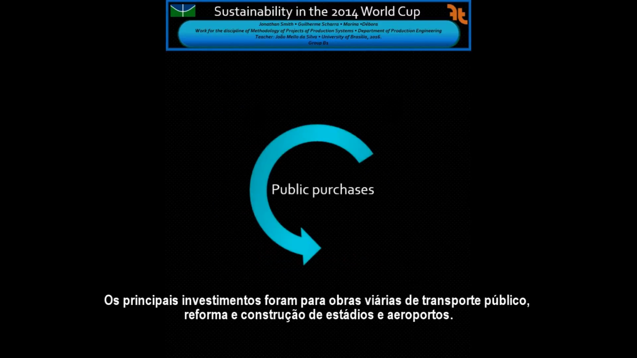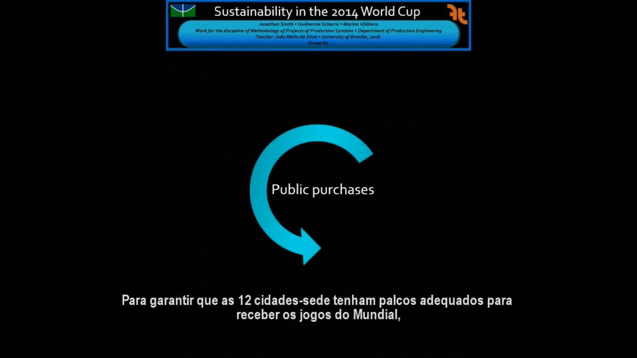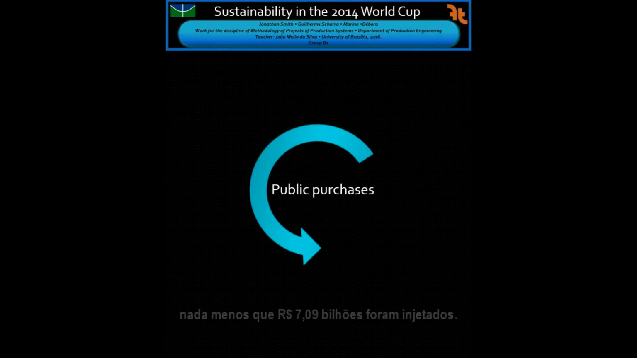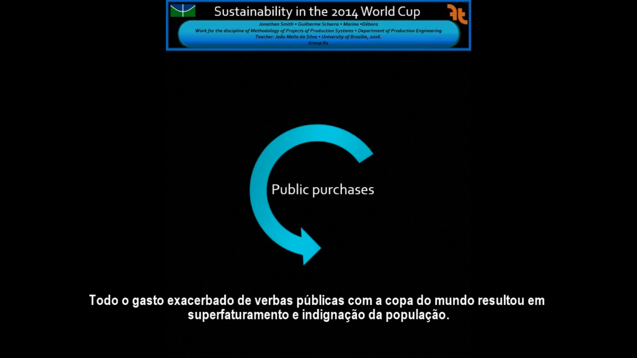The main investments were destined to construction related to public transportation, renovation and building of the stadiums and airports. To assure that the 12 host cities had appropriate stages to host the games, more than 7.9 billion was invested. The high spending of public money caused overbilling and indignation of the population.